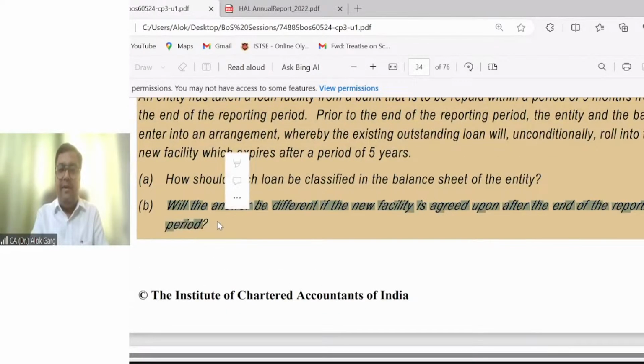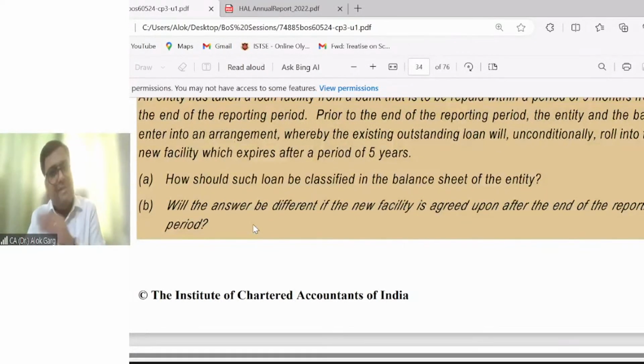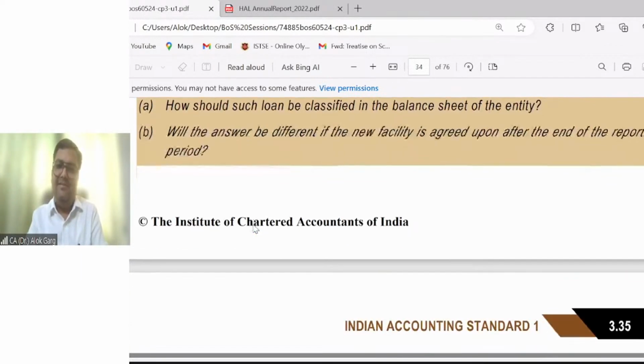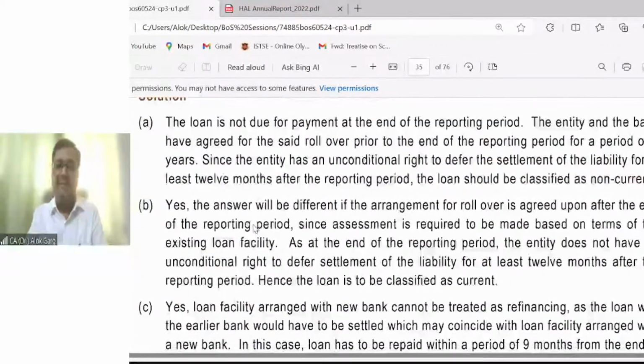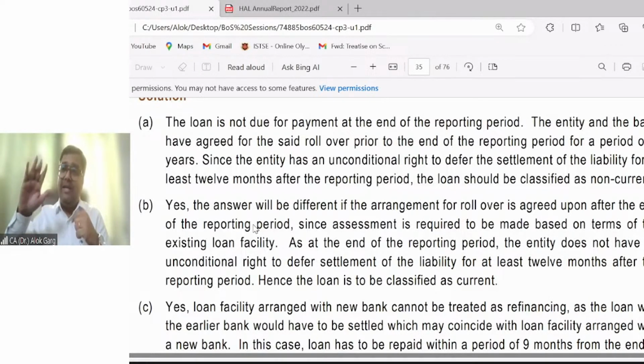Now let's discuss the next question. Will the answer be different if the new facility is agreed after the reporting date? On the reporting date, it was 9 months, but it was agreed after the reporting date. Tell me whether your answer would be different. Friends, you are preparing your balance sheet on the reporting date, right? And on the reporting date, this loan was current because it is repaid within 9 months. And this arrangement has happened after the reporting date, which means it is a non-adjusting event. The disclosure is required, but this loan has to be shown as a current liability.